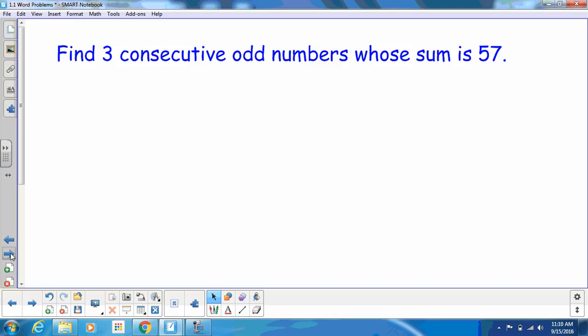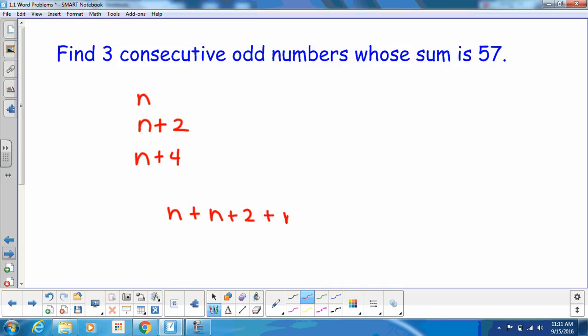Three consecutive odd numbers whose sum is 57. So what's my first odd number? What am I going to use to represent that? N. And then the second one? Plus 2. Good. And then the third one? And plus 4. And all I want is their sum is 57. So I'm just adding them all together. Remember, when you add, you don't have to use parentheses, okay? Only if you were having to multiply. That's all you have to do is set that up. Okay? All right.